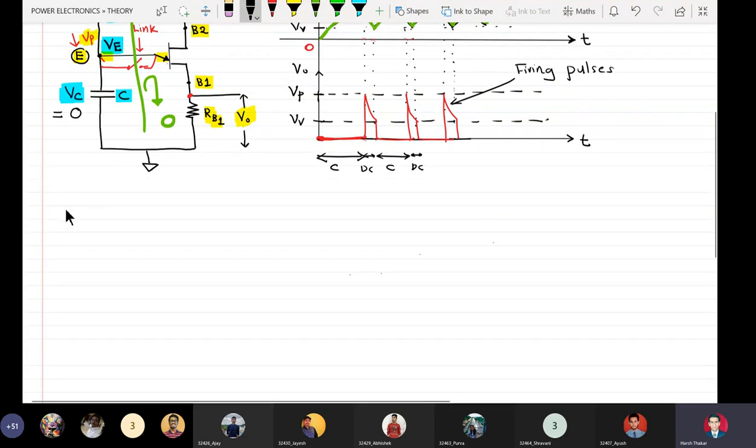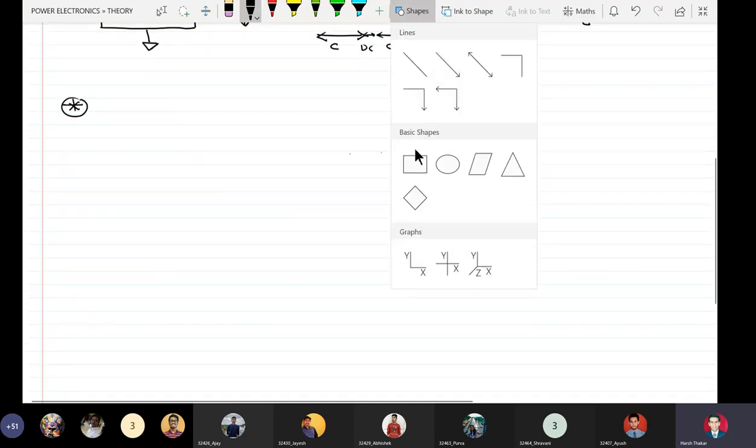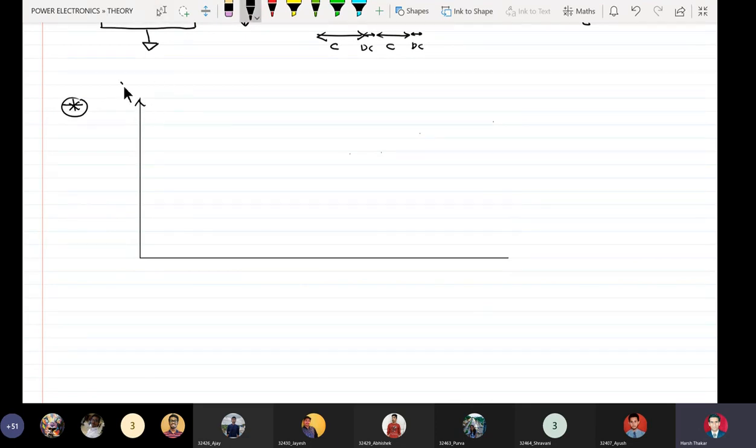So the reason why this particular circuit is called a relaxation oscillator, basically an oscillator, is because it is generating firing pulses at a particular frequency. Okay, so we can redraw this here in a magnified form, VO and T.